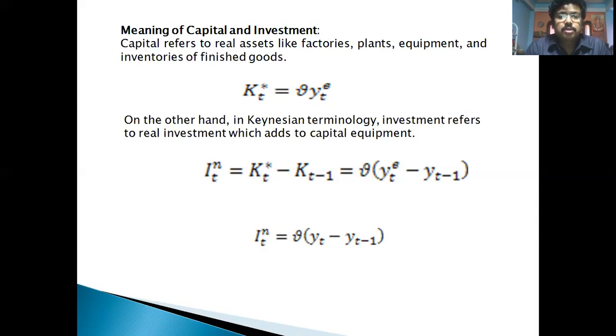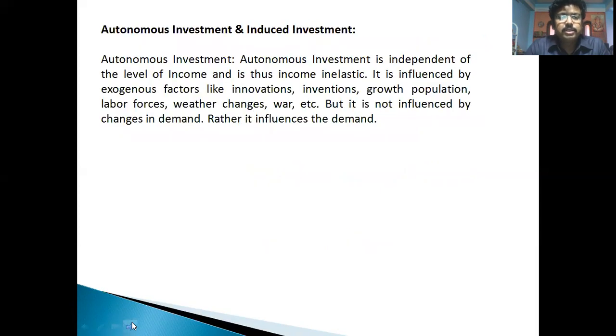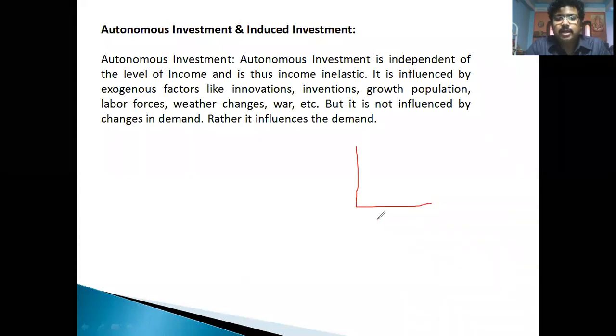Now, in investment, there are autonomous investment and induced investment. So what is induced investment? At first, we are going to spread some light on induced investment. Induced investment is an investment which is a function of income. If there is an increase in income, then there is an increase in investment, and that investment is called the induced investment. If you draw a diagram like this, this is the induced investment. Here, we measure the investment and the income.